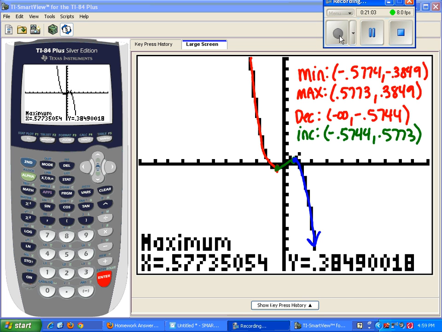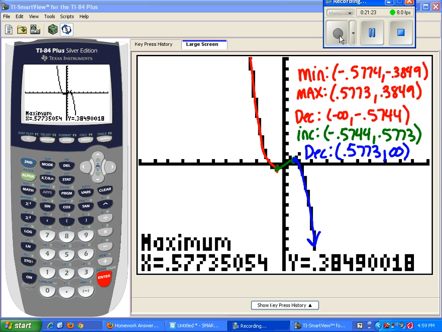From that maximum point all the way down here in my graph, notice that as my x values get larger, my y values are decreasing. So in this case, I am again decreasing from 0.5773, because that's the x coordinate of my maximum point, to positive infinity.